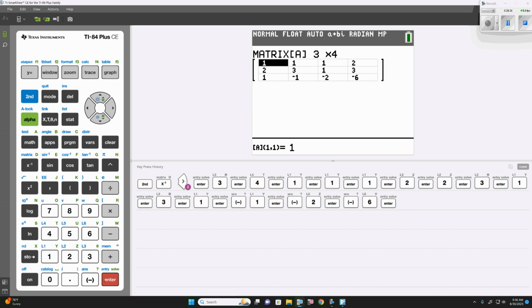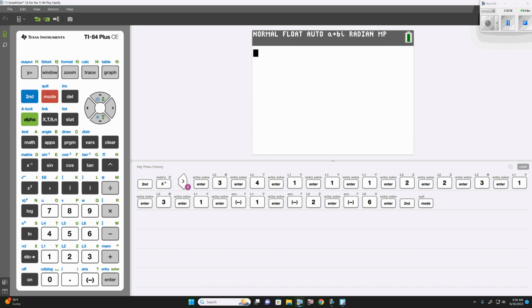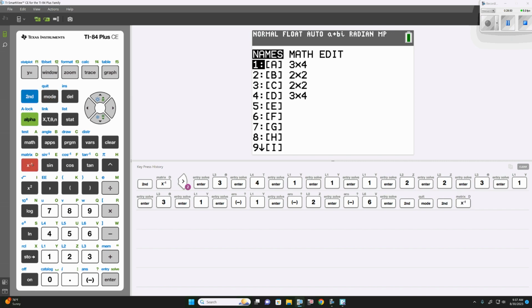Once you've got that typed in, second mode, right next to it. Yes, second mode. We're going back to the home screen. Did we get here? We got it typed in, yes? So that's step 2, entering the augmented matrix. We did that. What we're going to do next is go back, second matrix.